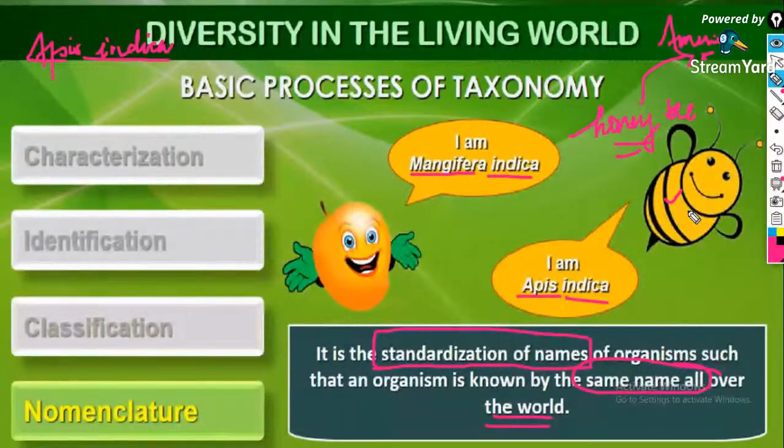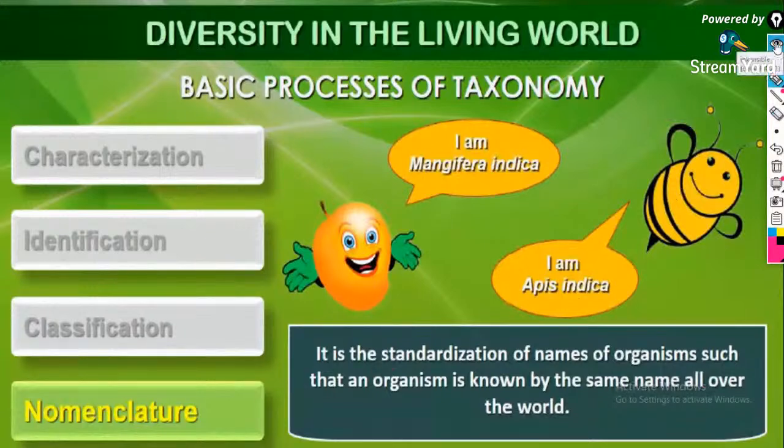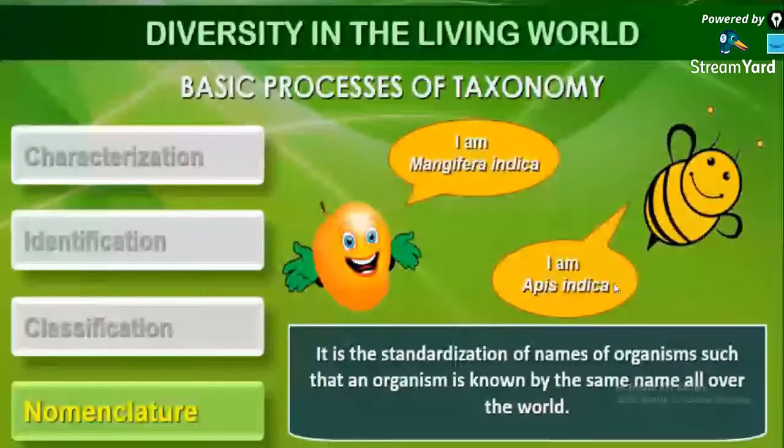Guys, those who are concentrating on the board exams, the 11th standard exam, please take down this definition because this is a very, very important and repeated question. Define the term nomenclature. What do you mean by nomenclature? It is the standardization of the names of organisms such that an organism is known by a single name all over the world, and this is known as nomenclature. Perfect? Yes.